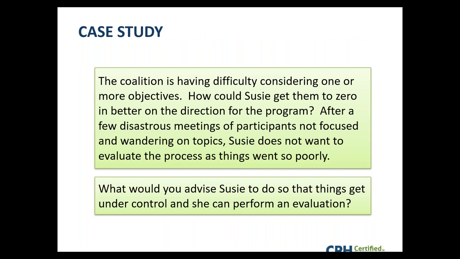So maybe she's got folks all to the table, but she's having difficulty considering one or more objectives. The coalition is having a hard time choosing their objectives. How could she get the coalition to zero in better on the directions for the program? This happens a lot. We have a lot of coalitions or groups, work groups, planning groups that meet to share information but have a hard time getting to the next steps. So after a few disastrous meetings of participants not really focused, wandering on topics, probably building relationships, which is important but doesn't help us move forward, she wants to kind of move forward. How can she get things under control so that she can implement and then perform an evaluation? Next slide.